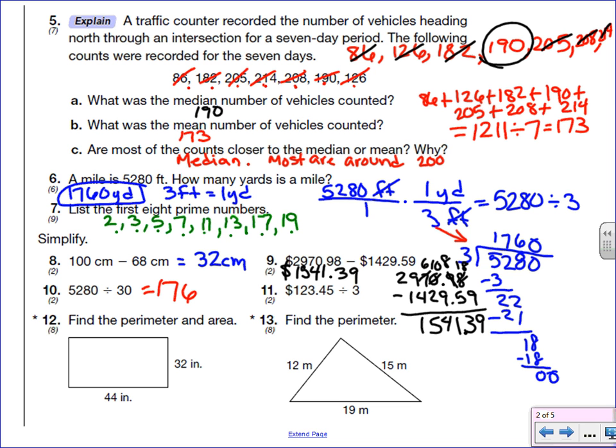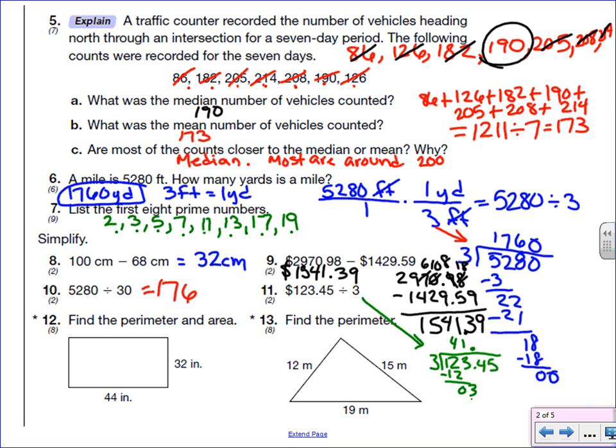And the last one, 123.45 divided by 3. Running out of room here, so I'll come down here. 123.45 divided by 3. So I'll put my decimal point in. 3 goes into 12 4 times. 4 times 3 is 12. 12 minus 12 is 0. Bring the 3 down. 3 goes into 3 1 time.